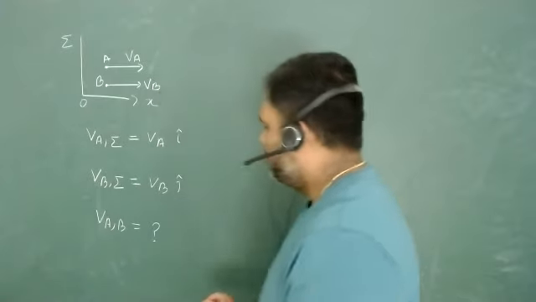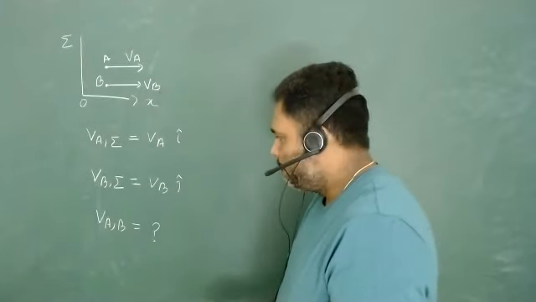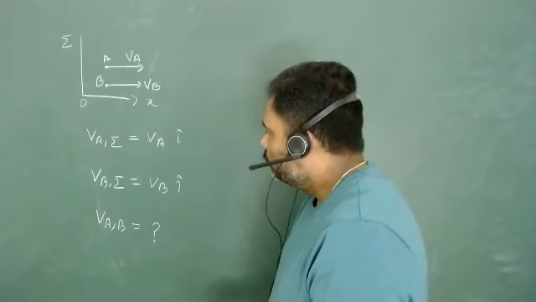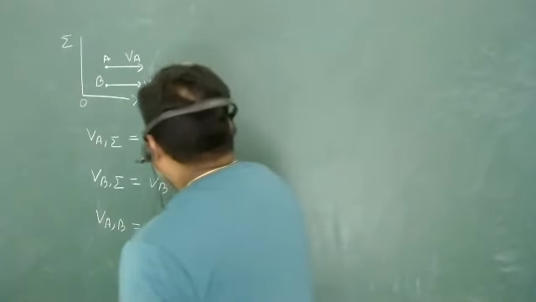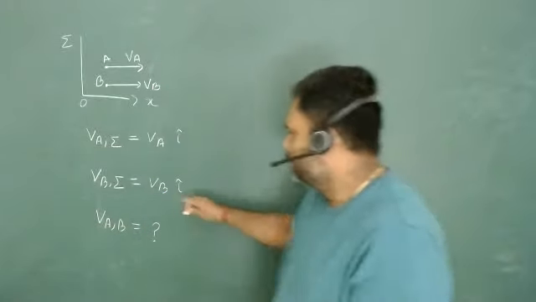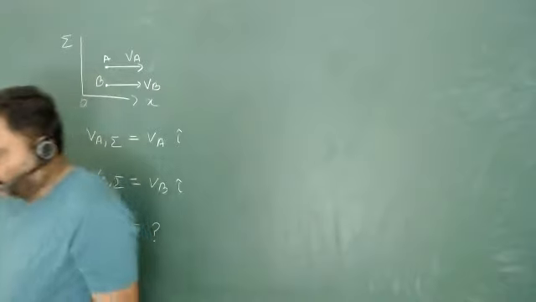Yes, the velocity of B with respect to sigma would be in the I cap direction, right? Sorry, this is I cap. The J cap case we will do later, after this. Don't worry, this is in I cap. Yes, thank you. So this is in I cap.